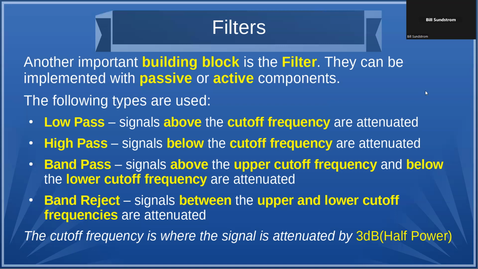And the cutoff frequency is what we call the 3 dB or half power point, where the output of, say, the low pass filter is 3 dB down or half of the input.